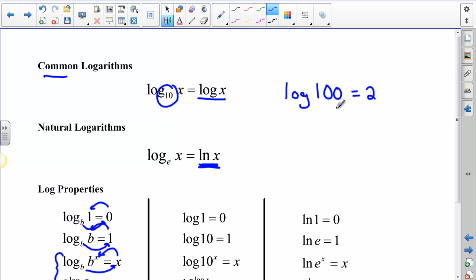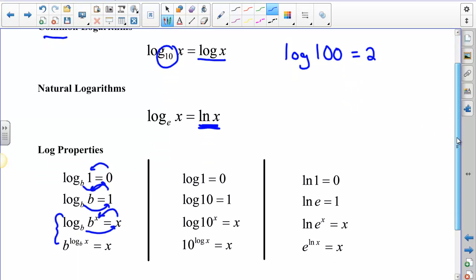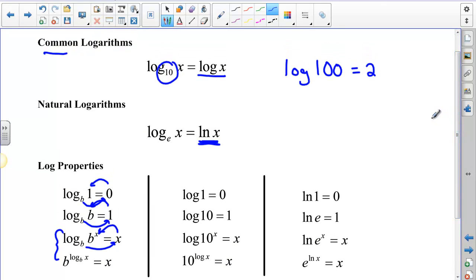And so those are just some of the brief overview properties of logarithms and how to evaluate some of them and how to graph some of them. So I hope you learned something, and we'll talk more about this tomorrow.